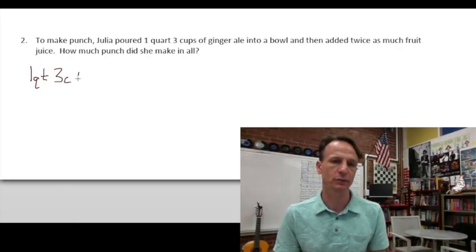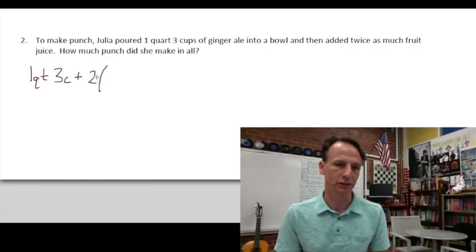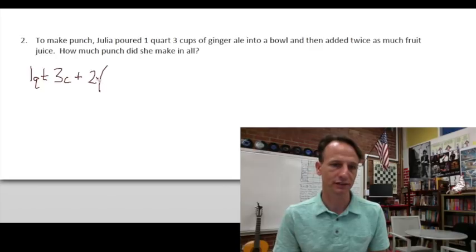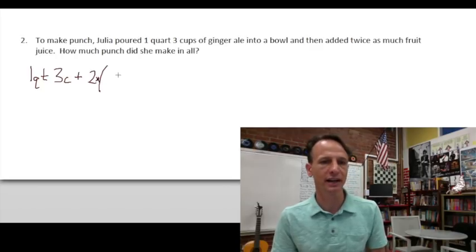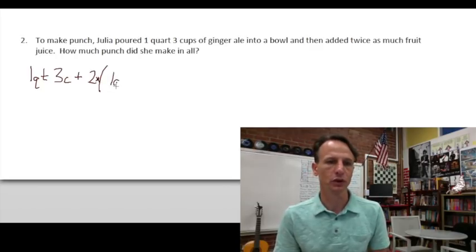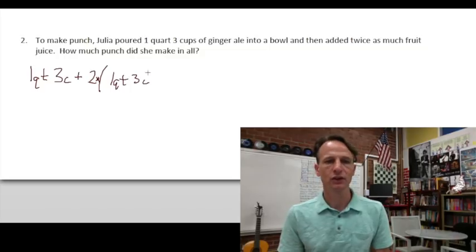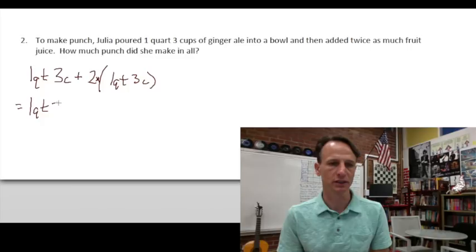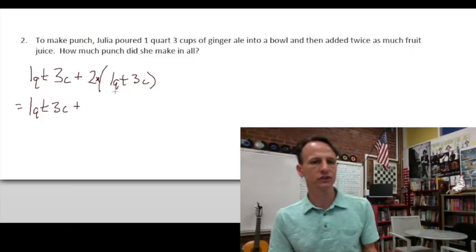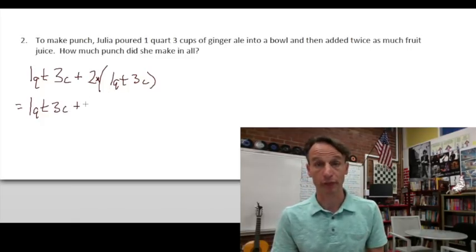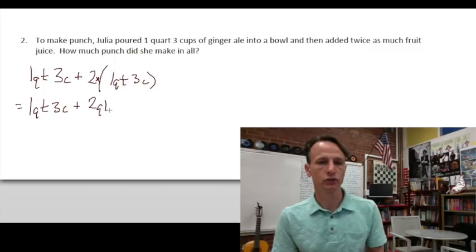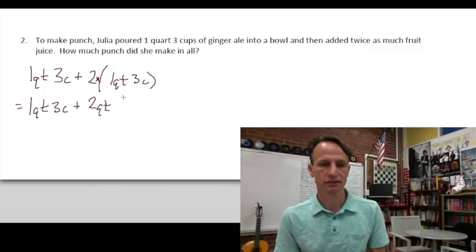So, hey, we can express it like this. We're going to add to that twice as much. So 2, I'll write the little X here because we haven't gotten that far yet. 2 times 1 quart, 3 cups. So what is that? Well, okay, so this we'll leave alone for the moment so we can deal with the parentheses here. Well, what's 2 times 1 quart? 2 quarts, yeah. And 2 times 3 cups is 6 cups.